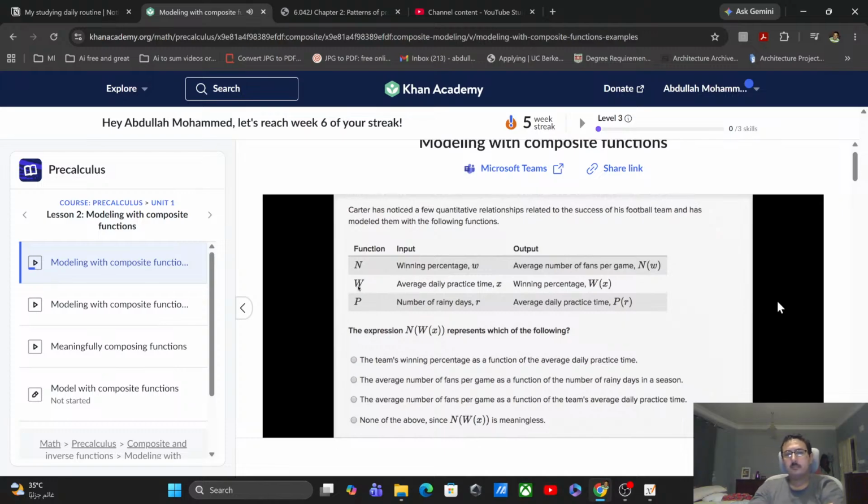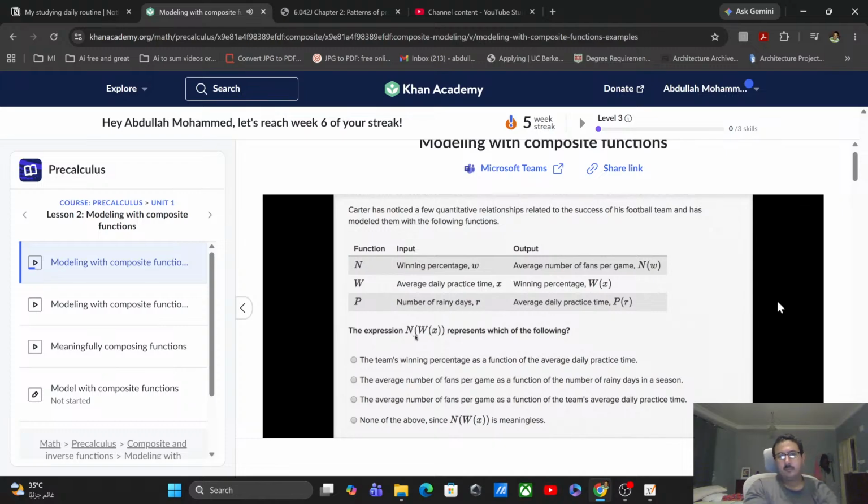Now this is W. The input is the average daily practice time, X, and the output is the winning percentage. That makes sense. Probably some type of positive effect, where practicing more is going to create a higher winning percentage. And this other function: the number of rainy days R, and then average practice time. Yep, the more rainy days you have, that's going to lower your average practice time. So I definitely see how practice time P would be a function of the number of rainy days.